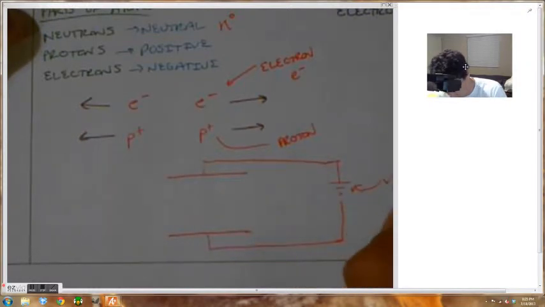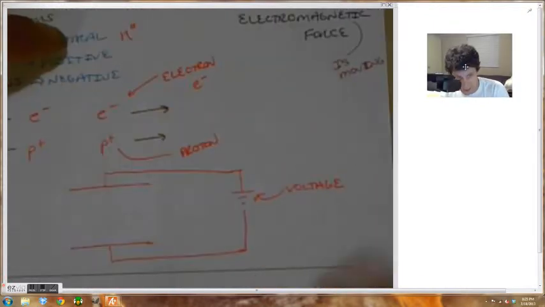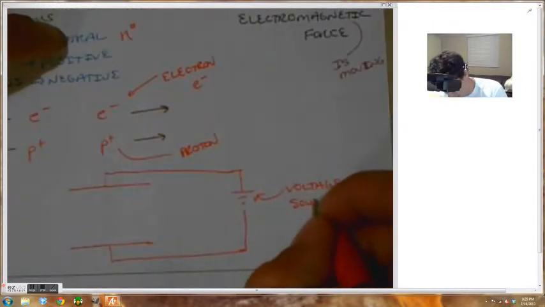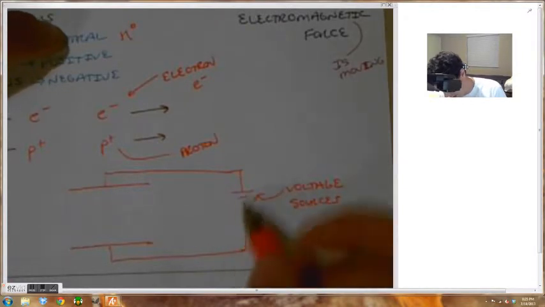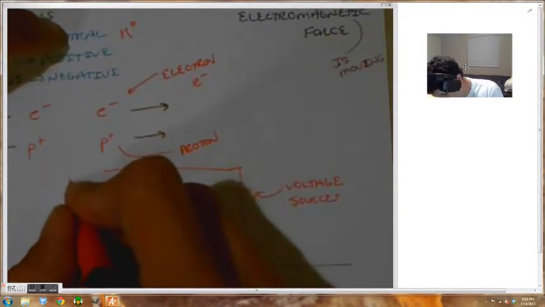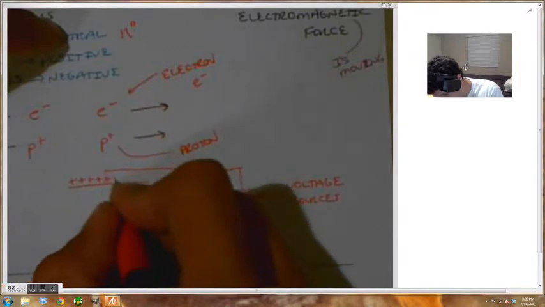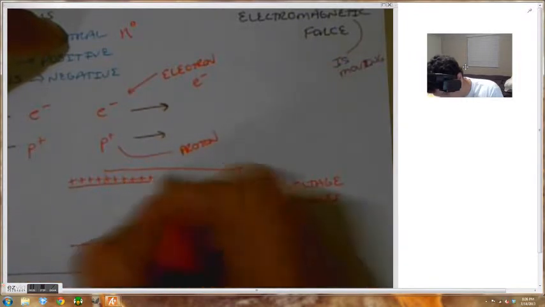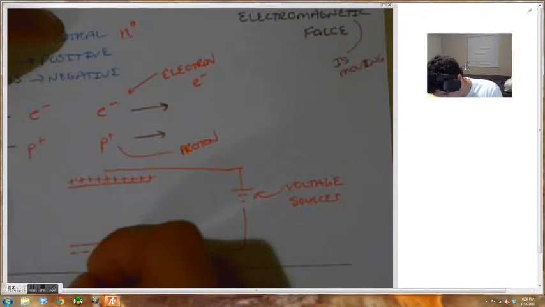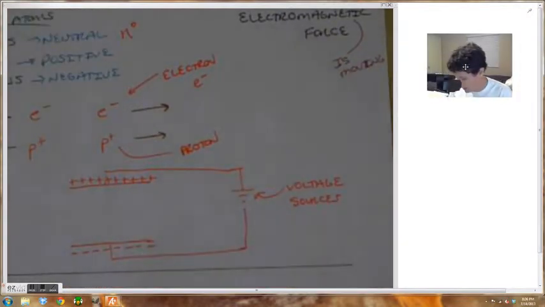That's a voltage source. Oop, I had them off the screen. Voltage source, for those that haven't seen the notation here. And what this does is it's essentially going to cause a large amount of positive charge to build up on this side, and a large amount of negative charge to build up on this side.